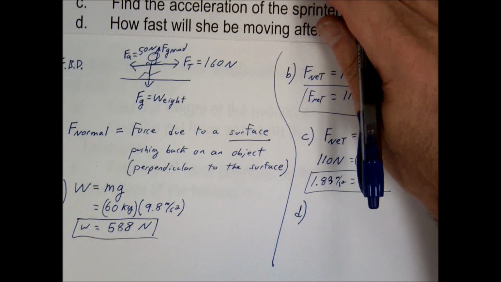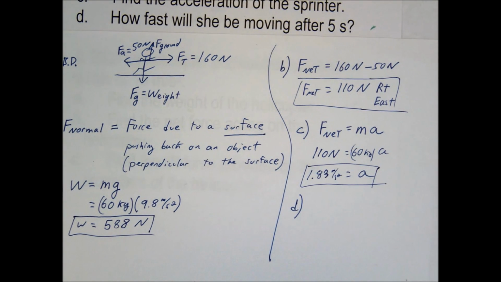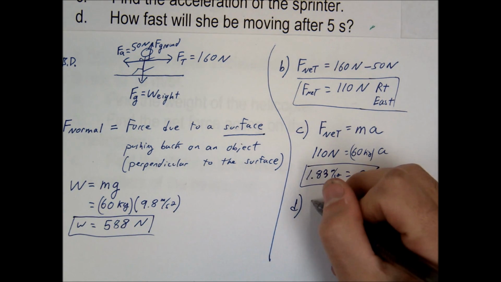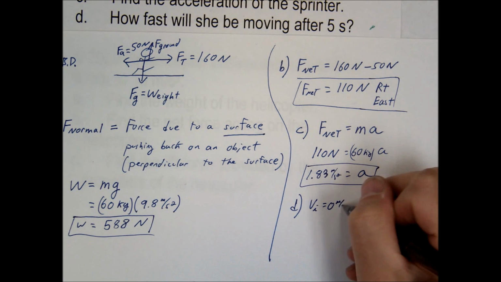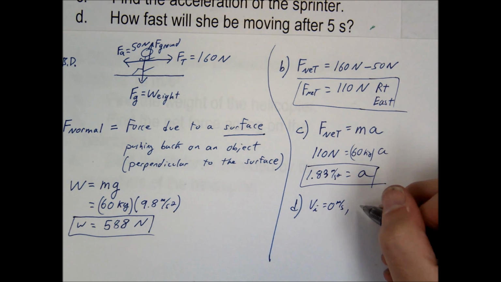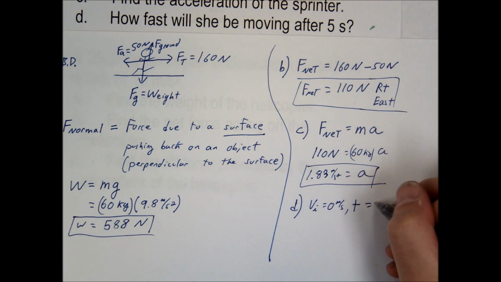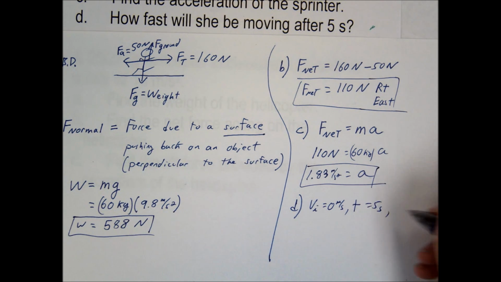Letter D. How fast will she be moving after 5 seconds? How are we going to figure this out? Use our kinematics. Good. So we're not going to get away from our kinematics equations. We're still going to utilize them. Notice, what's our V initial? Okay. What's our time? And what is our acceleration?